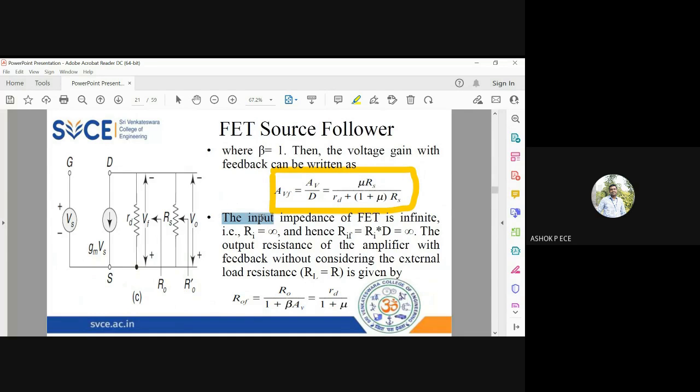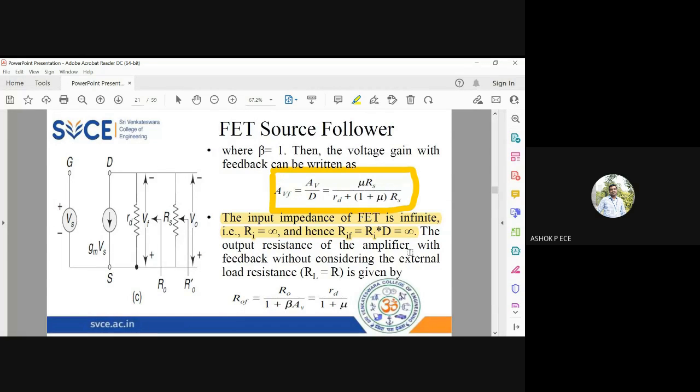And remember, input impedance of FET is always infinite. So Ri is infinity and RIF is also infinity. You know, in a voltage series feedback, RIF equals Ri into D. D is a finite number, but Ri is infinity. So infinity into anything becomes infinity. So remember, for FET, the input impedance is always infinite.